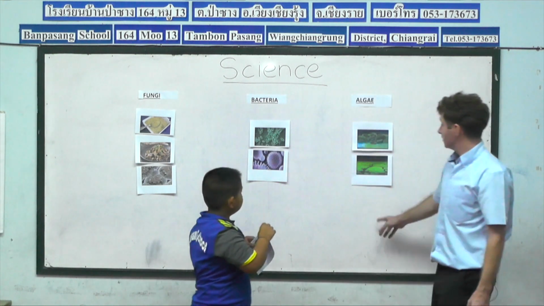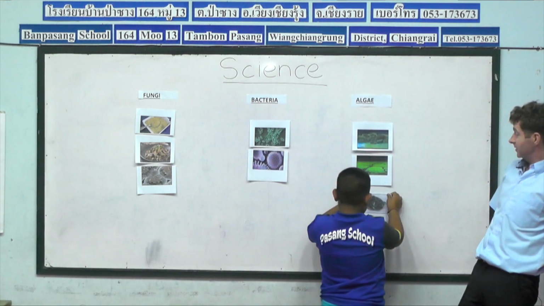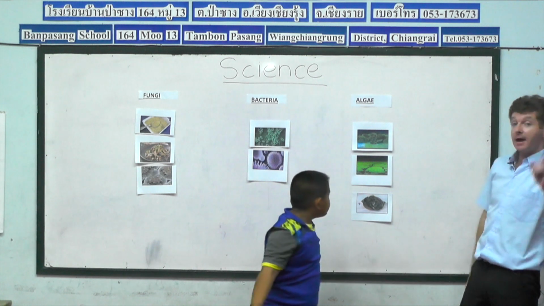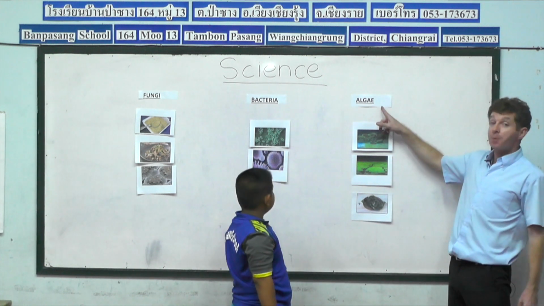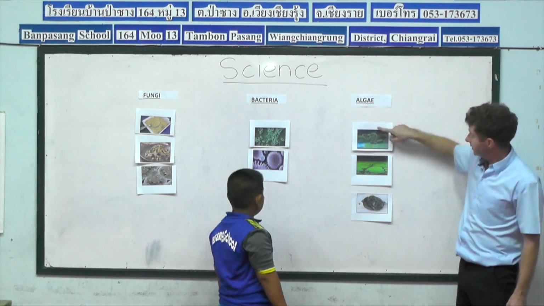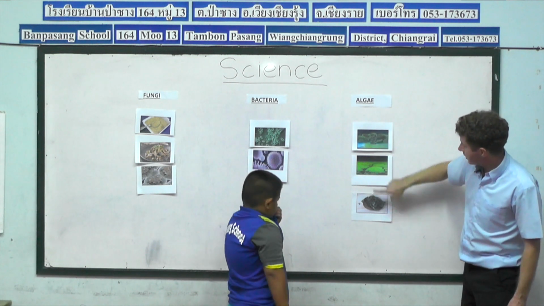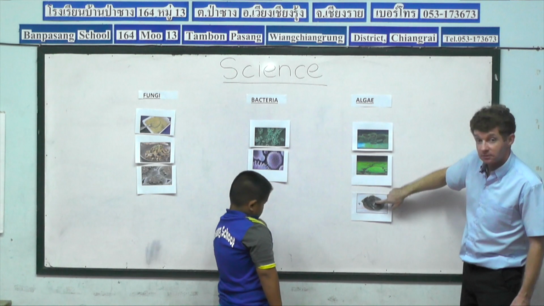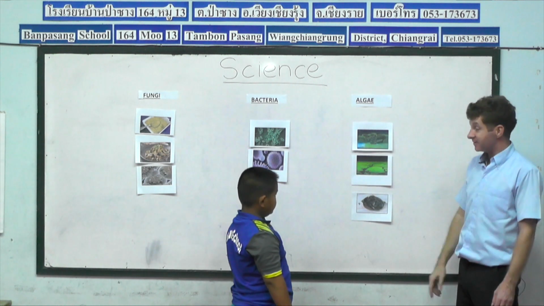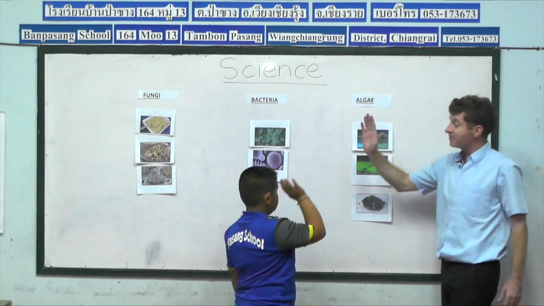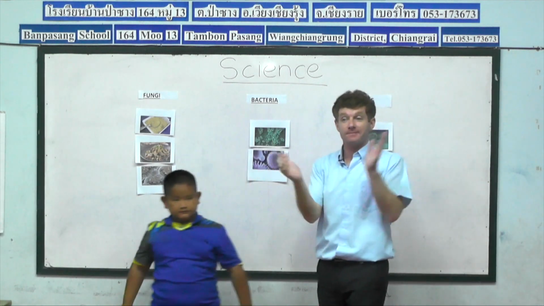So Net, can you place it into the category for us? That's perfect. And then one more time, seaweed. Type of algae. What do you notice about algae? What colour? Green. Yes, always looks green. Net, that was excellent. High five and a big round of applause for Net.